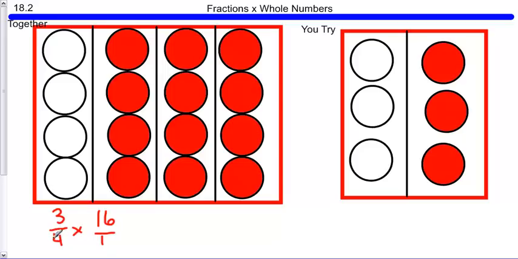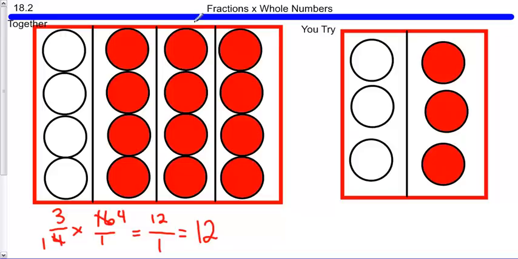Well, can I simplify? 3 and the 1 can't do, but I can simplify the 4 and the 16. 4 divided by 4 is 1. 16 divided by 4 is 4. 3 times 4 is 12. 1 times 1 is 1. 12 over 1 equals 12.